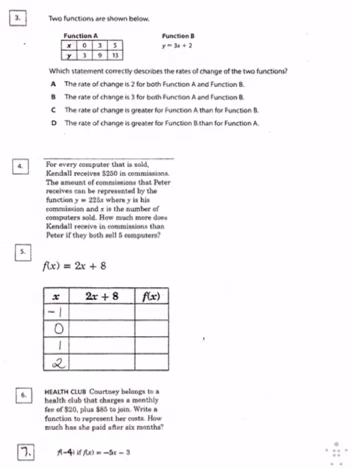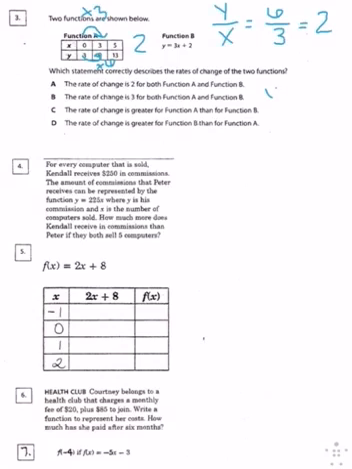Number 3, two functions are shown below. Which statement correctly describes the rates of change of the two functions? So before I could answer the question, I need to find the rate of change. So for function A, I can see that going up 0 to 3 is going up 3. 3 to 9 is going up 6. When we write a rate of change, we write it as y over x. In this case, 6 over 3. 6 divided by 3 is 2. For function A, the rate of change is 2.